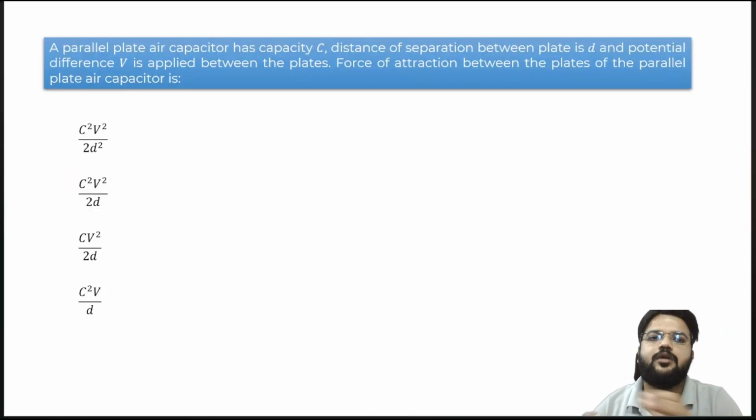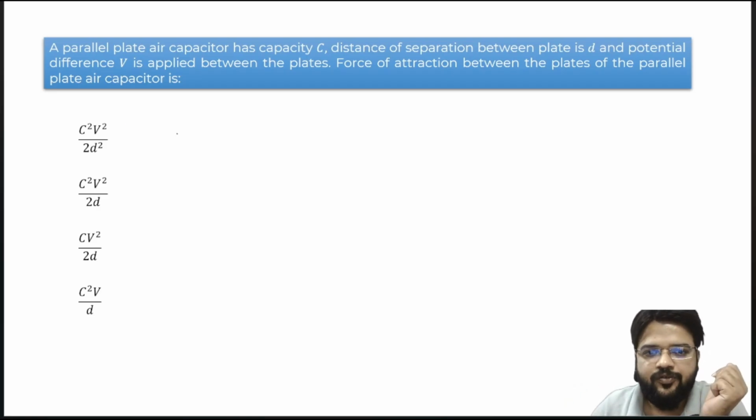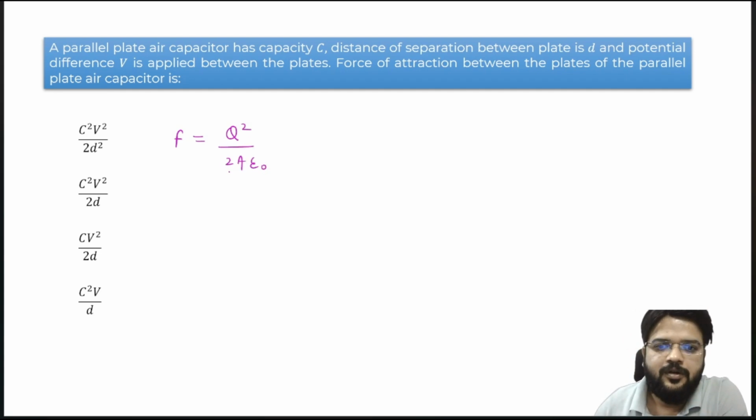Now let's see one question on the basis of this concept. A parallel plate air capacitor has capacity C, the distance of separation between the plates is D, and a potential difference V is applied between the plates. Find the force of attraction between the plates of the parallel plate air capacitor. So here we want the force between the plates, correct? Already we know that the force between the plates can be written as Q square by 2A epsilon naught. This we know, correct?